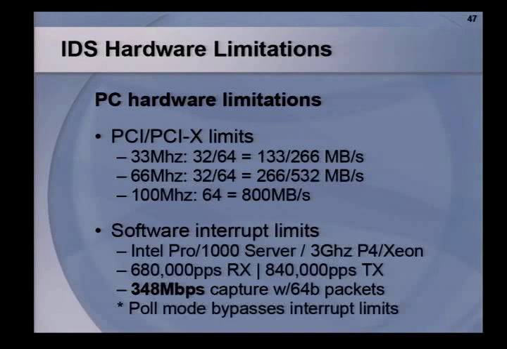If you're trying to capture 64-byte packets, each one of those triggers an interrupt, and the maximum you can capture at 64-byte packets is 348 megabits per second. That's just the numbers. If you say you can do more than that at 64-byte packets, you're lying.